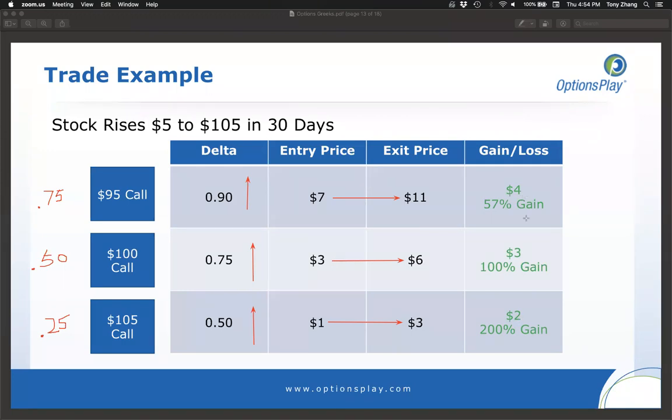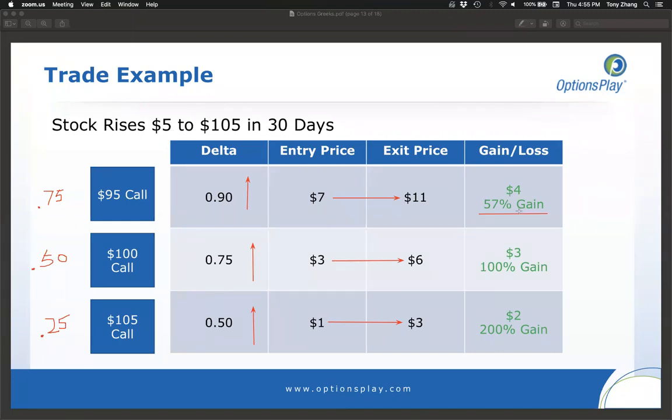But as you can see here, because this cost me significantly more capital to get into it, I only make about a 57% return, which in my opinion is not a bad gain considering the stock only rose 5% in 30 days. You make a 57% gain.